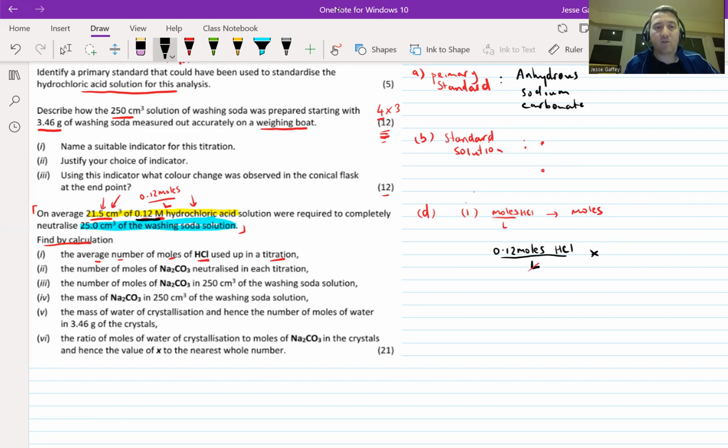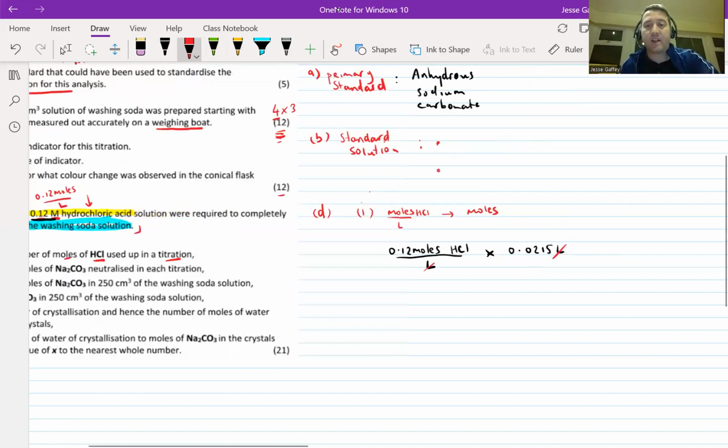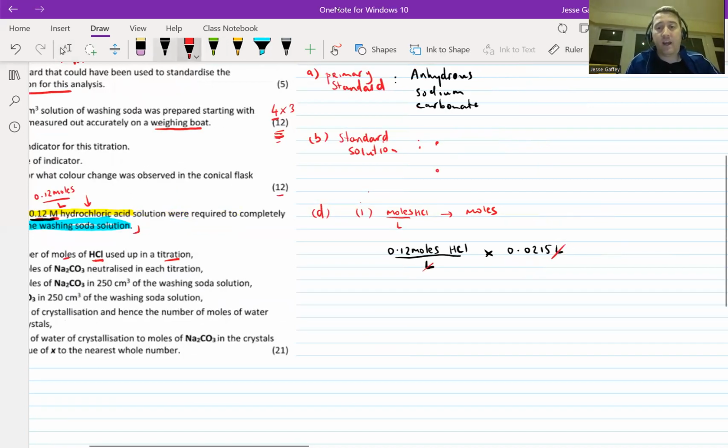You move the decimal place 3 places to the left, and you should get 0.0215 liters. And of course, that means I can cancel out the liters there, and I'll get the number of moles of HCl in that volume, which was my titration volume. So get out your calculator, and let's have a go at this now. It's going to give me 0.12 times 0.0215, and that equals 2.58 times 10 to the minus 3 moles, and that's of HCl.